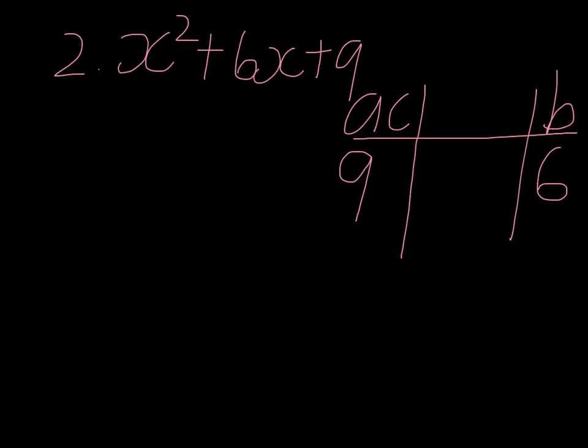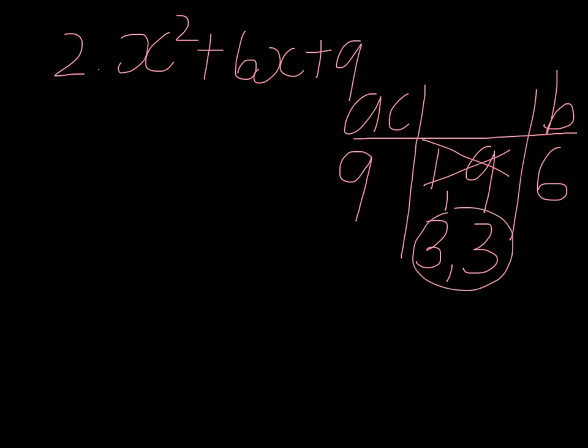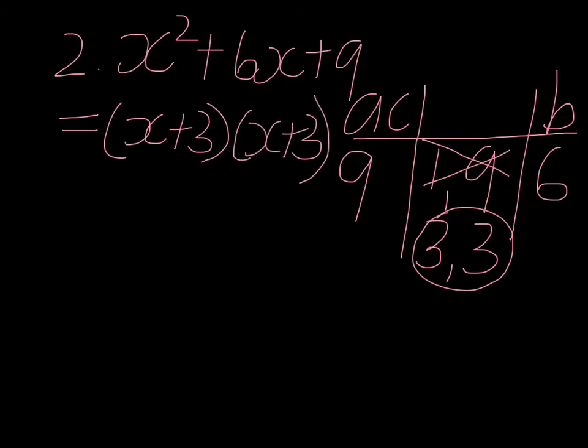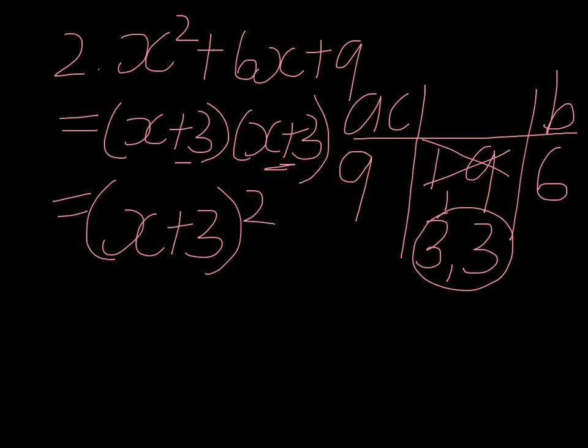If we have a look at the factor pairs of this, we could have 1 and 9. We could have 3 and 3. Now 1 and 9 add up to 10, so that is not the factor pair we're looking for, but 3 and 3 do add up to 6, so this is our factor pair. We can then go straight to our answer and say that's x plus 3, x plus 3. Because these are both positive, that's why we've got plus here and here. This can alternatively be written as x plus 3 all squared.